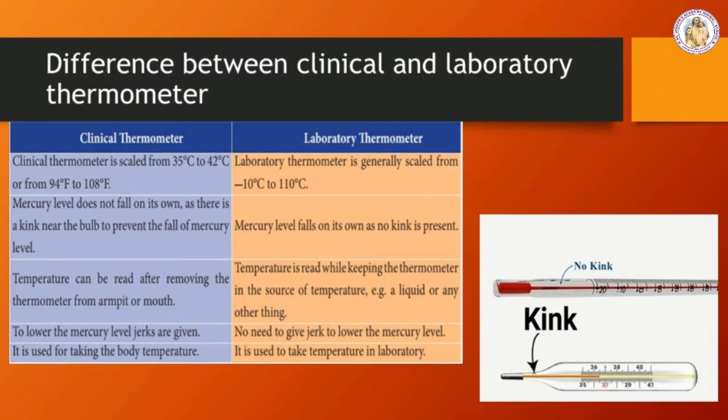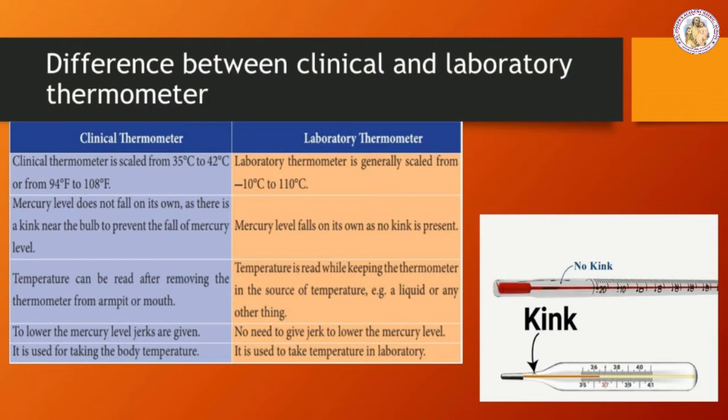Difference between clinical and laboratory thermometer. Clinical thermometer is scaled from 35 degrees Celsius to 42 degrees Celsius or from 94 degrees Fahrenheit to 108 degrees Fahrenheit. Laboratory thermometer is generally scaled from minus 10 degrees Celsius to 110 degrees Celsius. In clinical thermometer, mercury level does not fall on its own as there is a kink near the pulp to prevent the fall of mercury level. In laboratory thermometer, mercury level falls on its own as no kink is present.